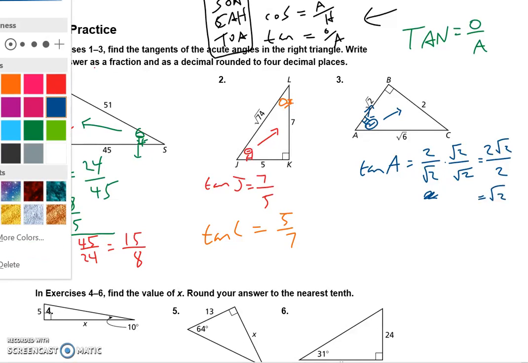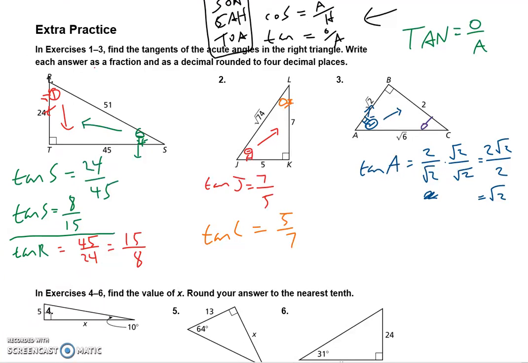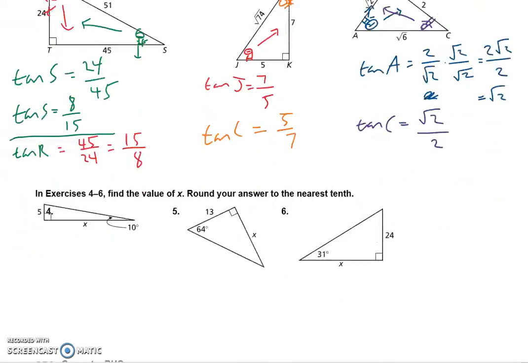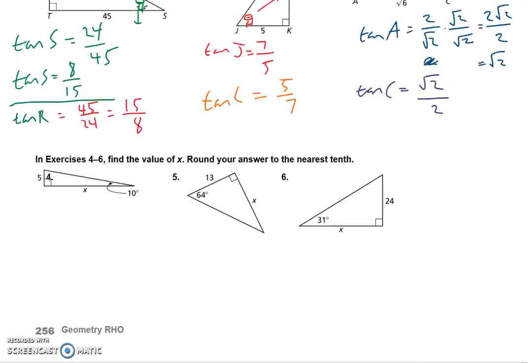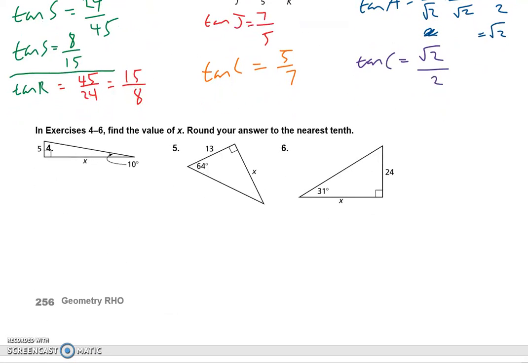If we do tangent of C, that's going to go over here. So tangent of C equals opposite is square root of 2, and then adjacent is 2. So that's it. Each of these colors is an answer. That's the tangent ratio. So that's going to wrap it up for tangent. We can do sine and cosine in another video.